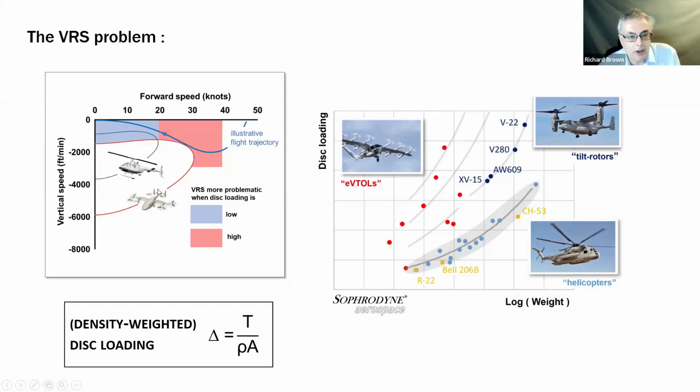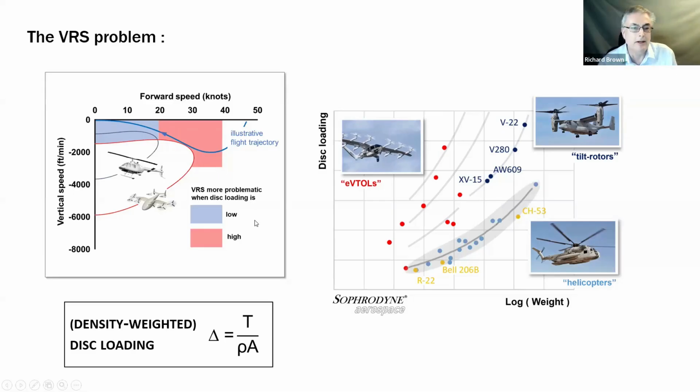Now, the argument's not quite that simple, because at the same time as this vortex ring state lobe increases in size, it also moves downwards. So eVTOL aircraft actually have a slightly bigger margin in terms of their behavior right down at these low and slow parts of the flight trajectory, whereas helicopters tend to be better when you're sitting out in the approach. And that's where eVTOL aircraft tend to run into a bit of a problem. Okay, so that's the VRS problem.